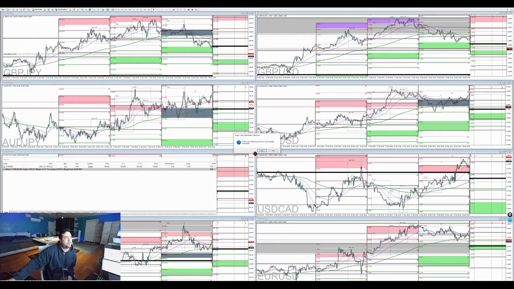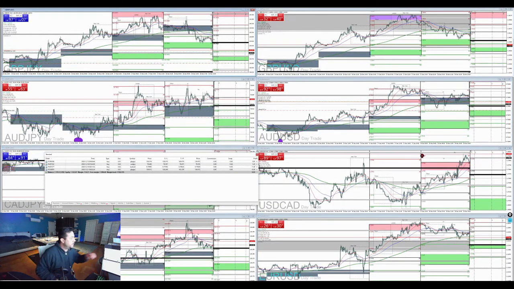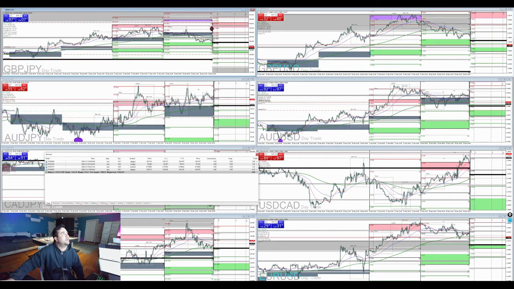Okay, yes. Okay, so let's go back to my Trader's Way. And so I need to adjust the pound yen's take profit, which is this one here, which is, yep, exactly where it's supposed to be. All right, let's see here. Just enlarge this.